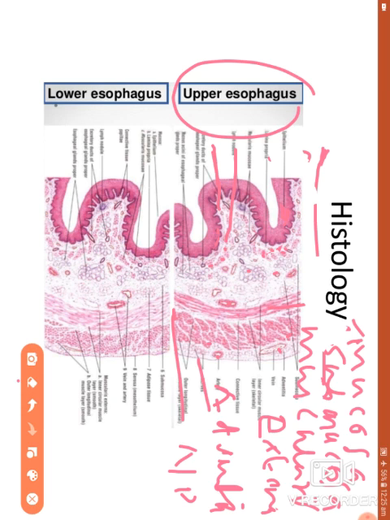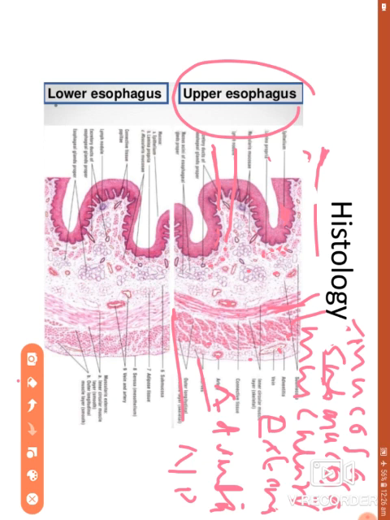The muscularis externa consists of an inner circular and an outer longitudinal layer. Then the outermost layer is the adventitia. We know the esophagus consists of three parts: the upper cervical, middle thoracic, and lower abdominal. In the upper one third, the muscle layer is made up of striated skeletal muscle fibers. In the middle third, there is a mix of skeletal and smooth muscle. But in the lower third, the abdominal part, you see only smooth muscle. That is the difference in the muscles of the esophagus.